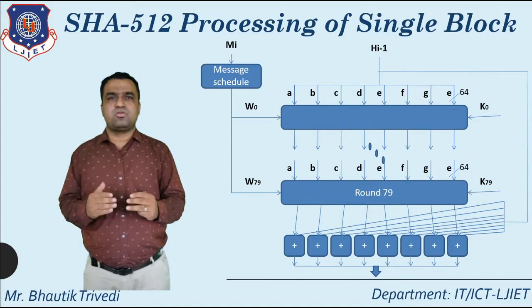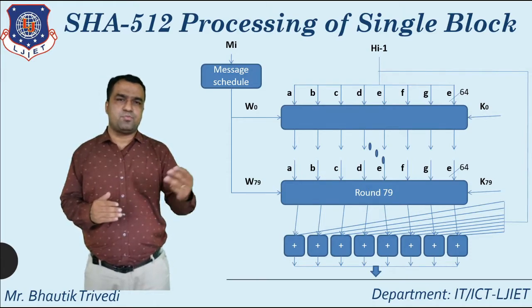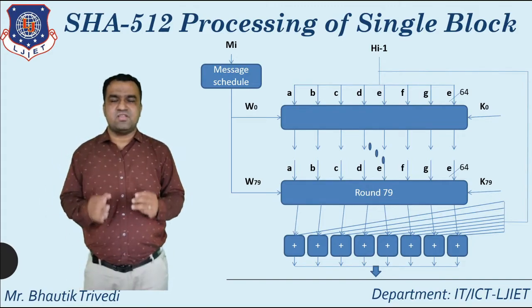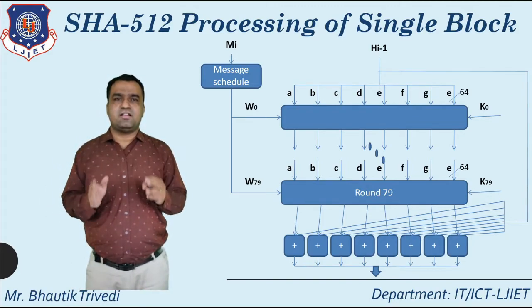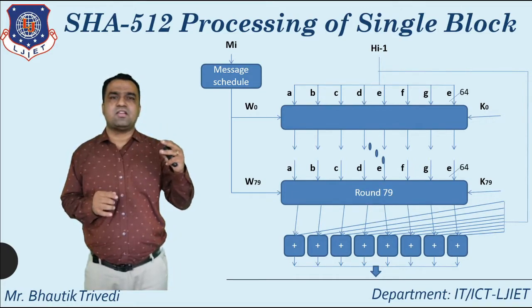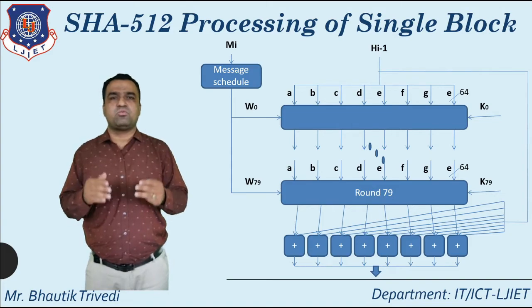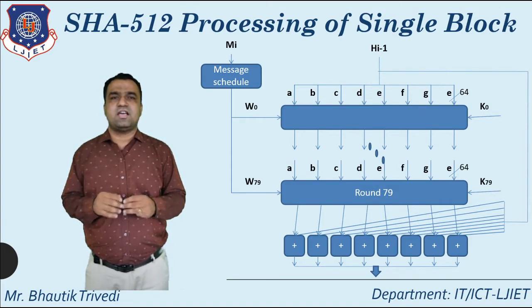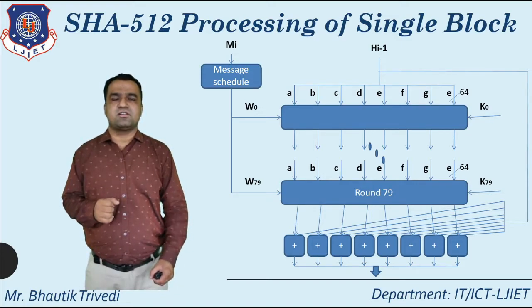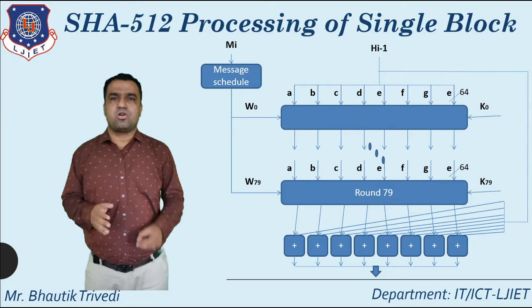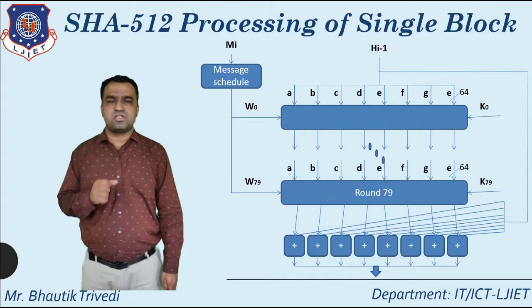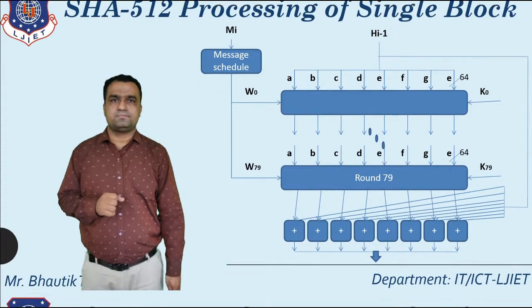The output of step number 2, round number 2, is directly passed to the input of round 3. And the output of round 79, that is the 80th round, is then combined. Whatever the intermediate hash value H(i-1) is, it is directly XORed with the output of the 80th round, and whatever output you generate can be considered a single block of output. So that's the logic of SHA-512 processing of a single block.